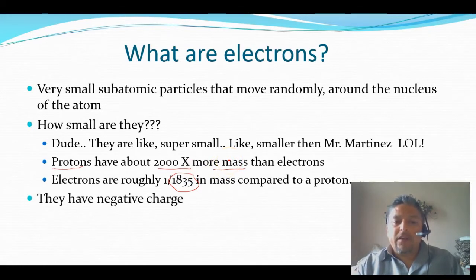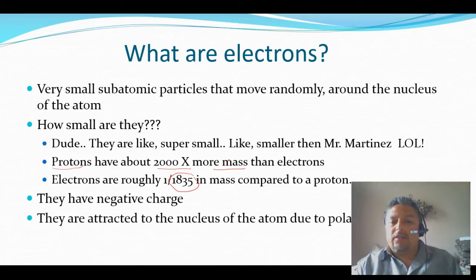They have a negative charge. We know that because we have seen the characteristics of electrons before. They are attracted to the nucleus of the atom due to polarity. So they are always going to be floating around the nucleus of the atom, because positives and negatives attract each other and they don't want to split from each other.